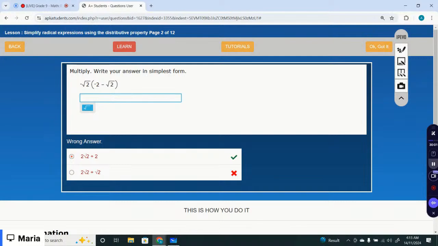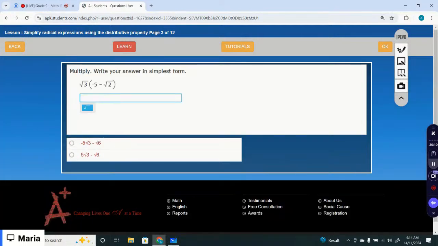Oh yes, option number 1 is the correct option. Square root 2 times square root 2 means you have 2. So 2 square root 2 plus 2. Option number 1 is the correct option.